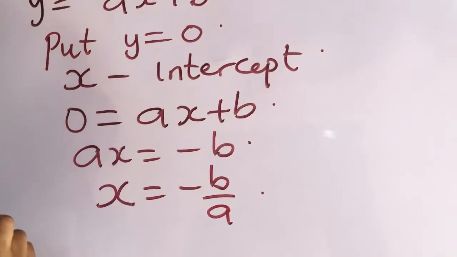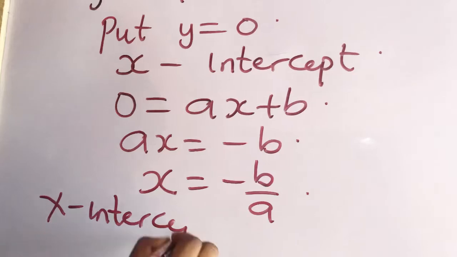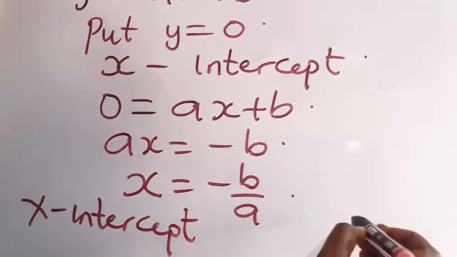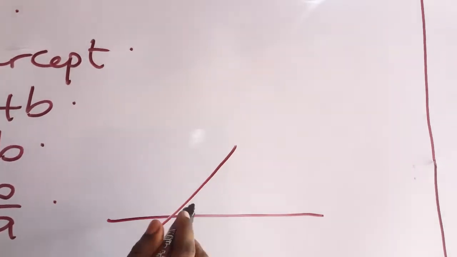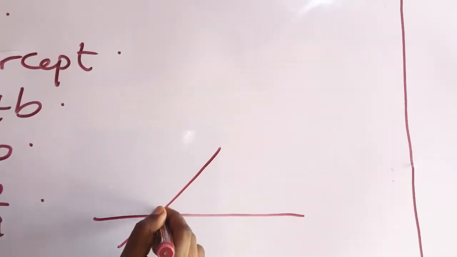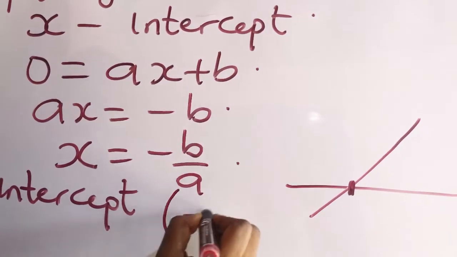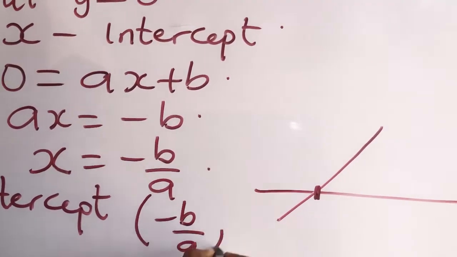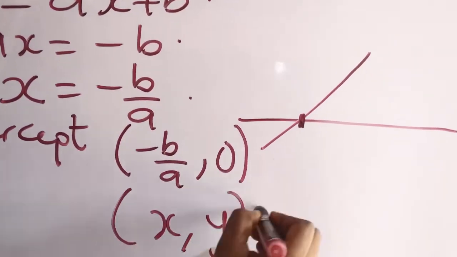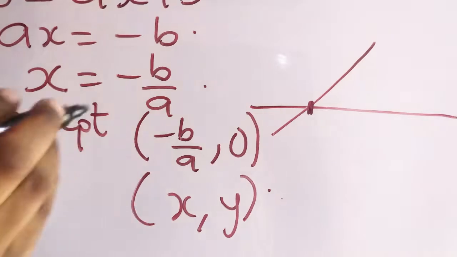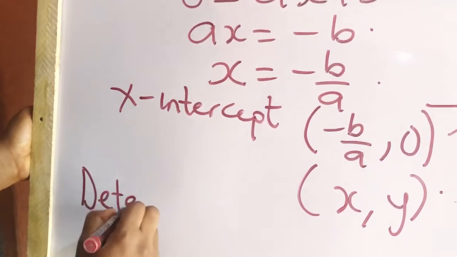So the x-intercept will be when that straight line touches the x-axis. So the intercept will now be equal to minus b over a, 0. That is x, y. This is the coordinates. Now, determination of y-intercept.